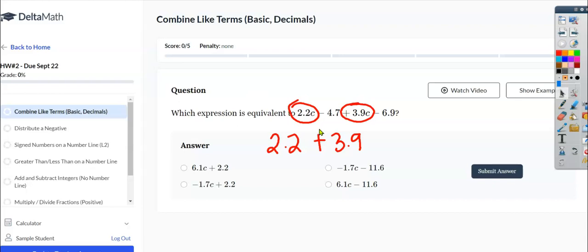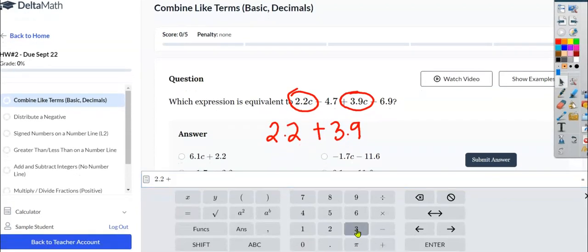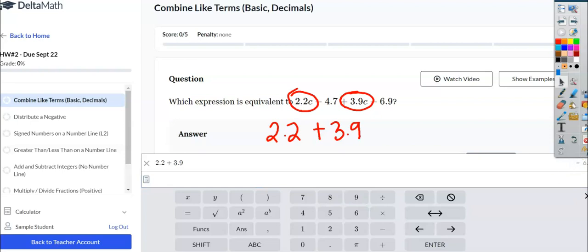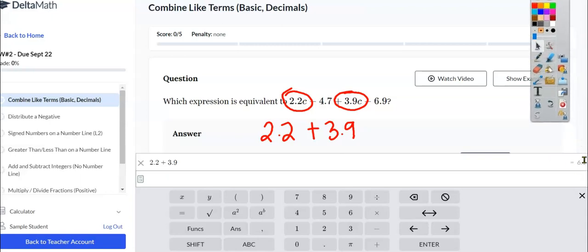If you don't have your own handheld calculator, you can open the Desmos calculator down here on the bottom left. So here is my input screen, and I'm going to type 2.2 plus 3.9. And when I click enter, the value will pop up over here all the way on the right hand side. 6.1. So I know that my answer is going to have a 6.1 with a C.